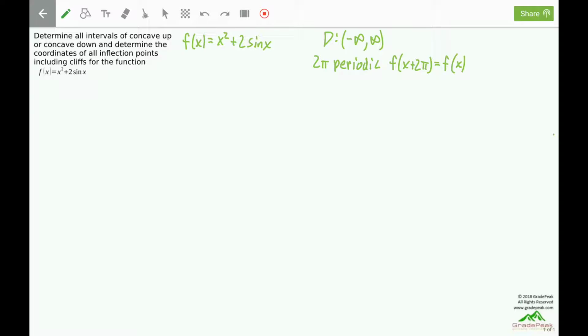So instead of working on the entire domain of negative infinity to positive infinity, which can be a little overwhelming, we can instead work on the unit circle interval, which begins at 0. It includes its square bracket up to 2 pi. It does not include its round bracket because 2 pi is the same point as 0 on the unit circle. Find all results on the unit circle interval, and then extend the results to the entire domain using the 2 pi periodic nature of sine x.